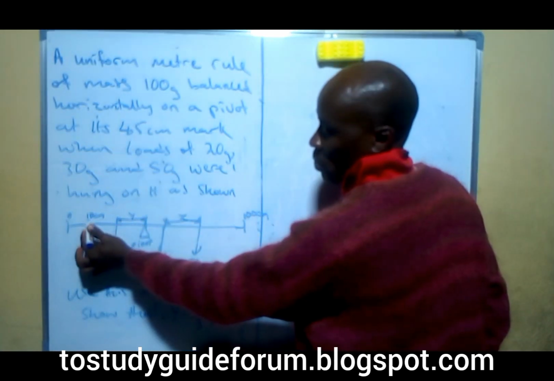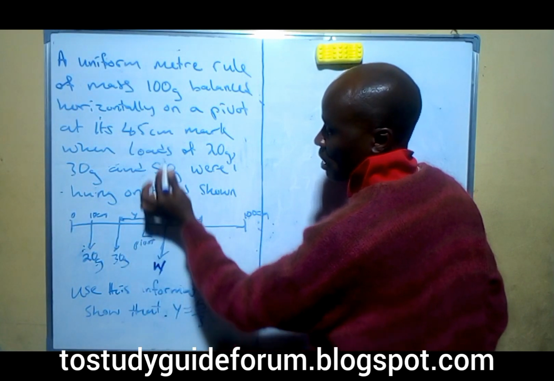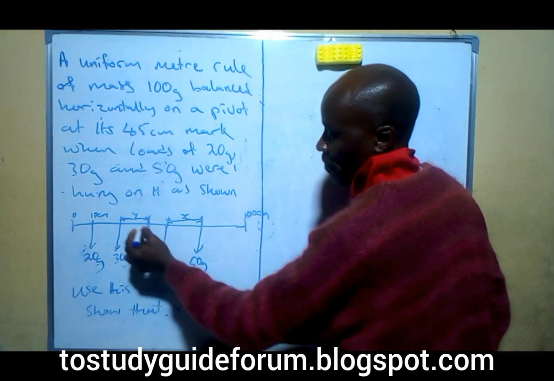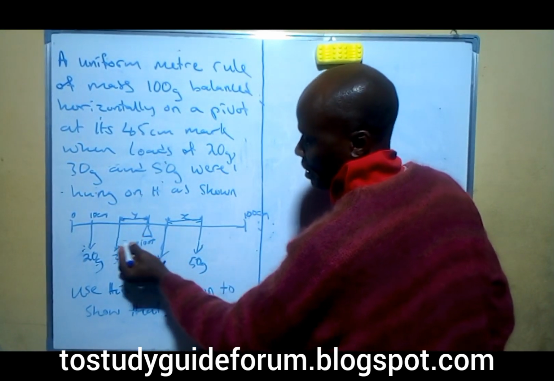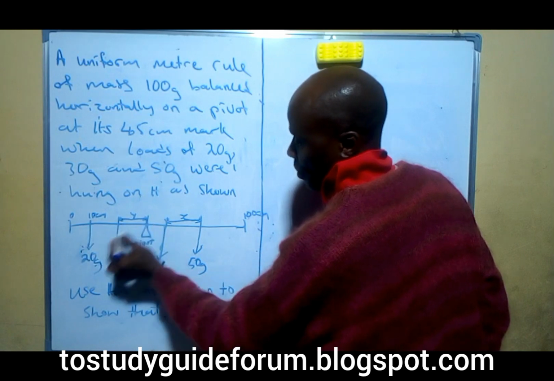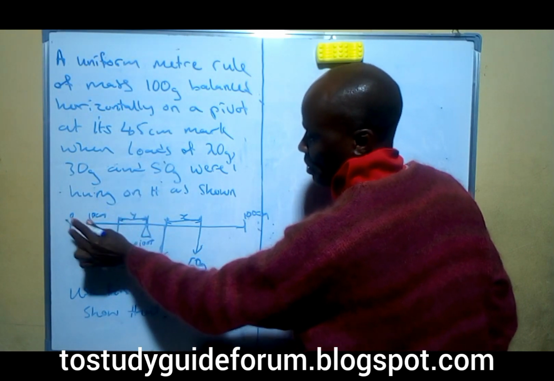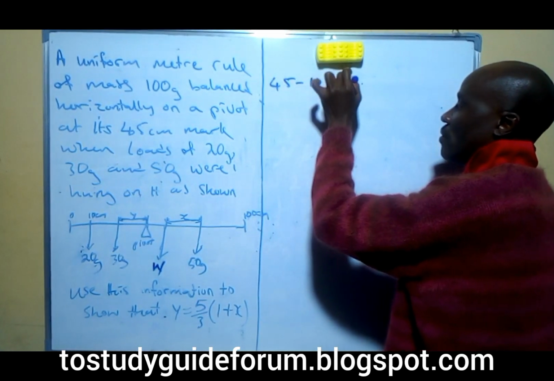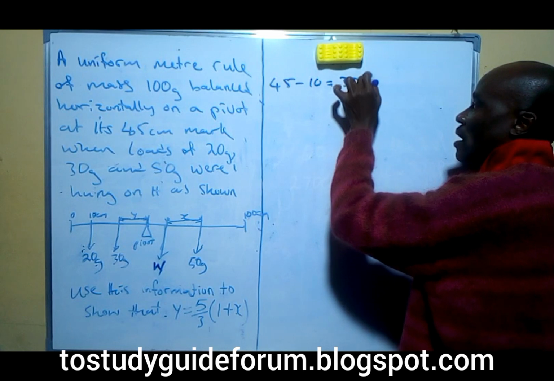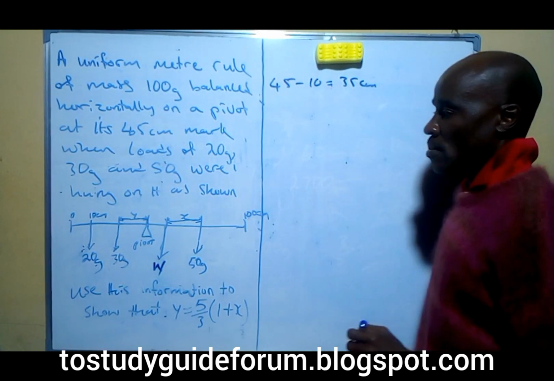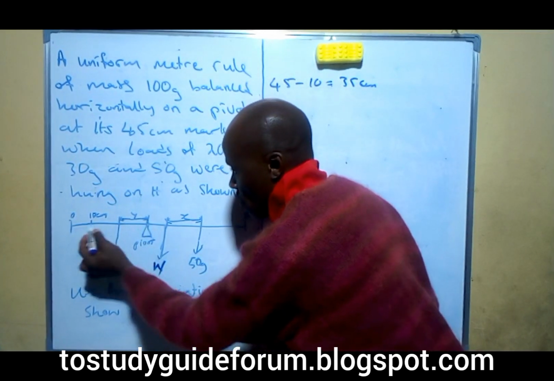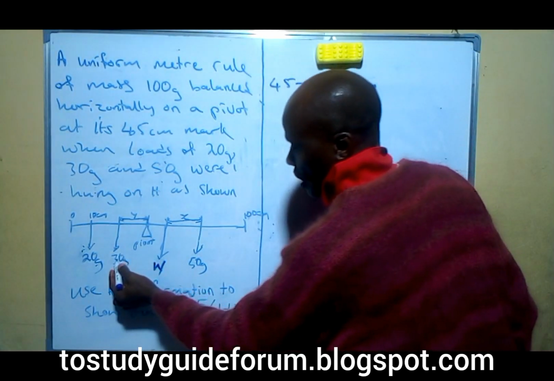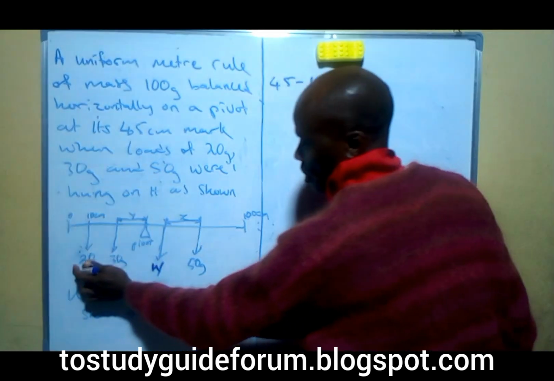So here is 10. He said the pivot is at 45. We have to get the distance from here to this point: 45 minus 10 will give us 35 cm. That's for this point. Now we have 45 and 35 cm. And for this other object, this is 20.